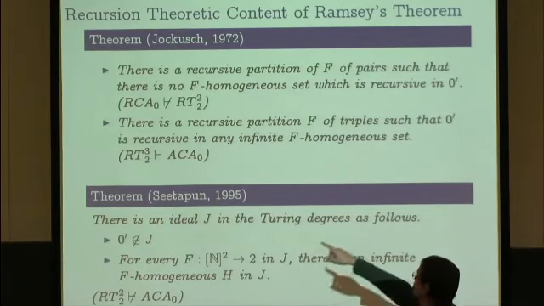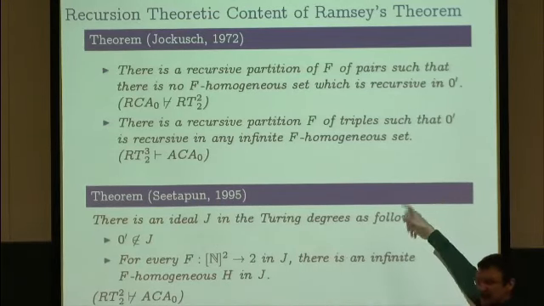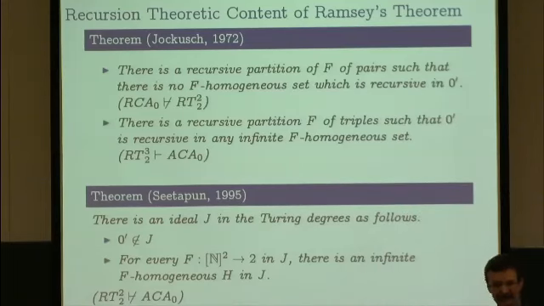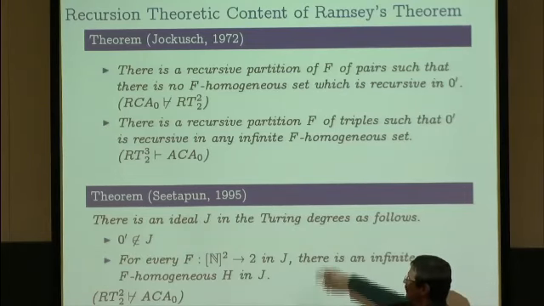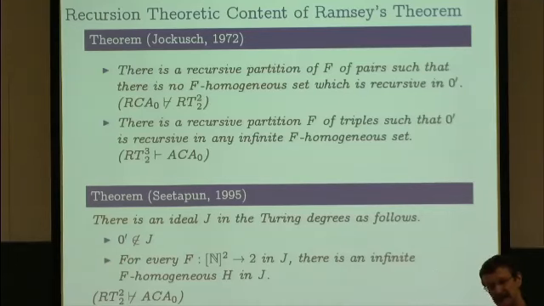Ramsey's theorem for triples proves that the reals are closed under the Turing jump. That's called arithmetic comprehension. Okay, so that's the first wave of facts. The second one is due to Seetapun in the 90s. And Seetapun showed that Ramsey's theorem for pairs does not prove Ramsey's theorem for triples.